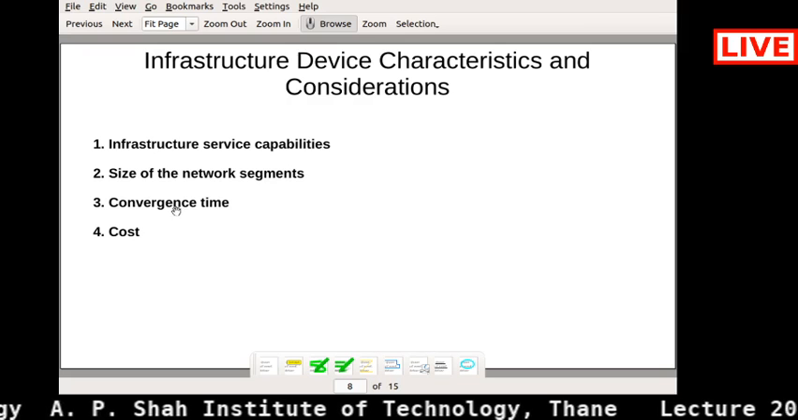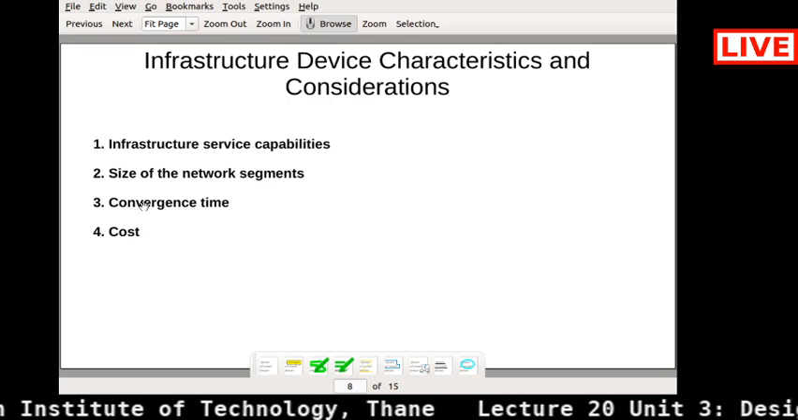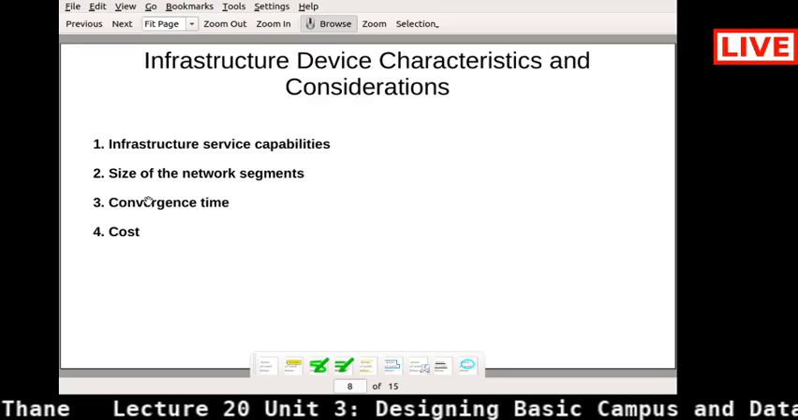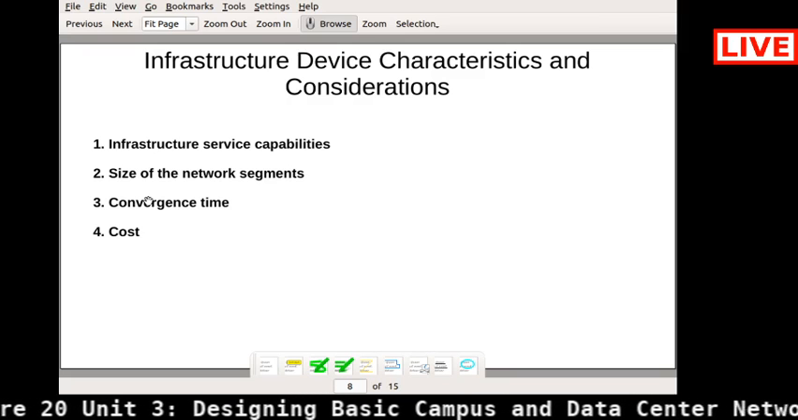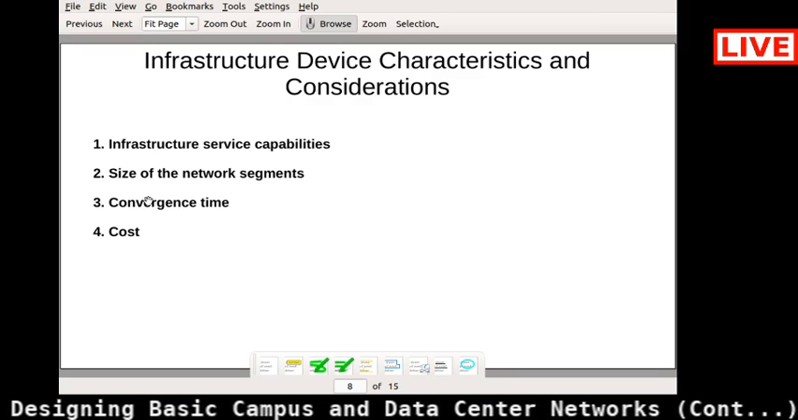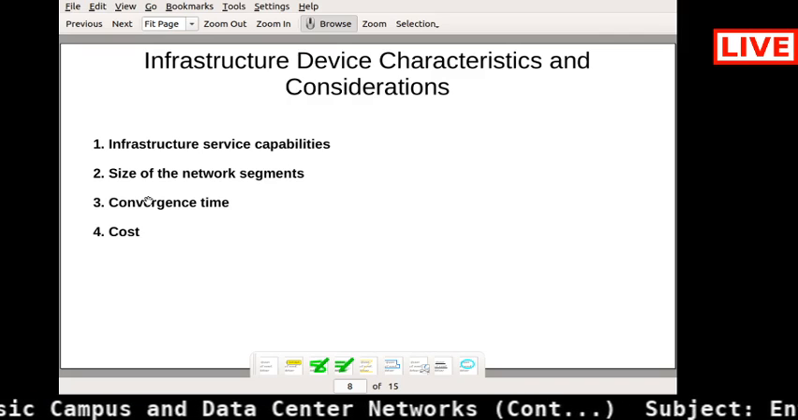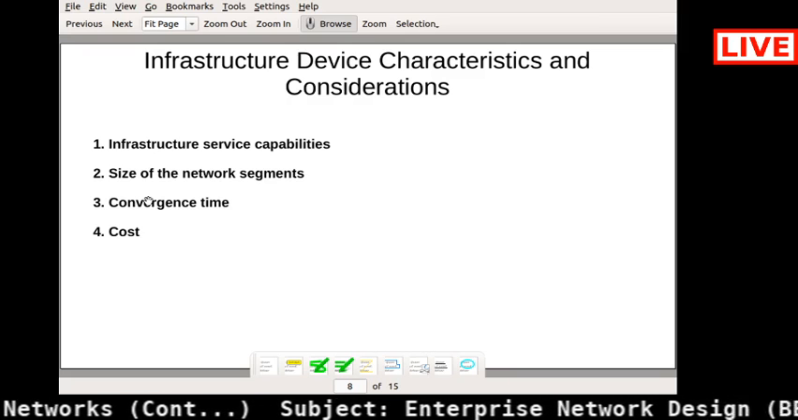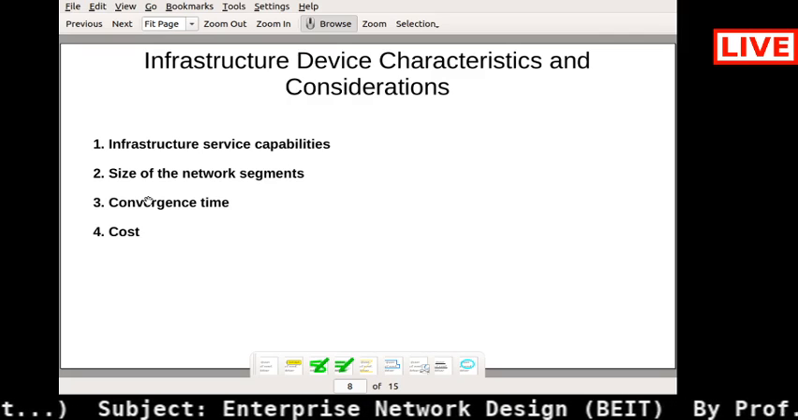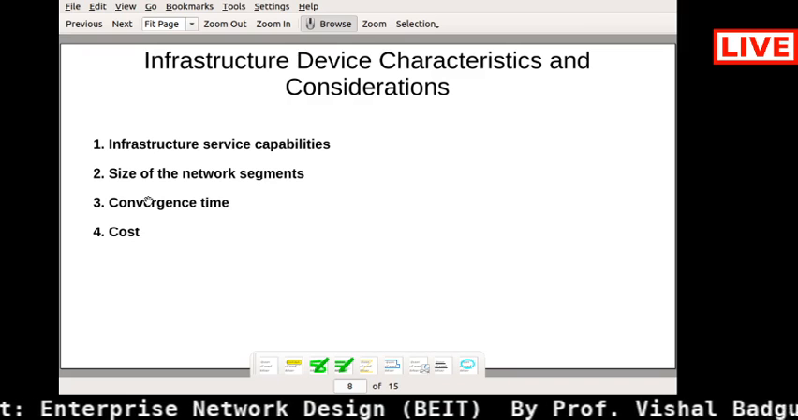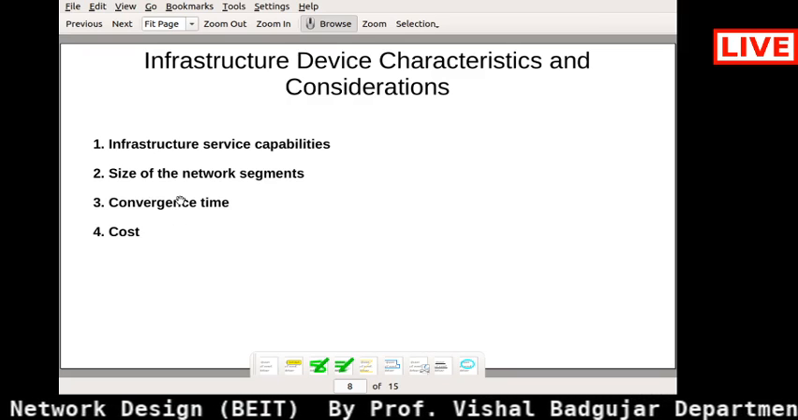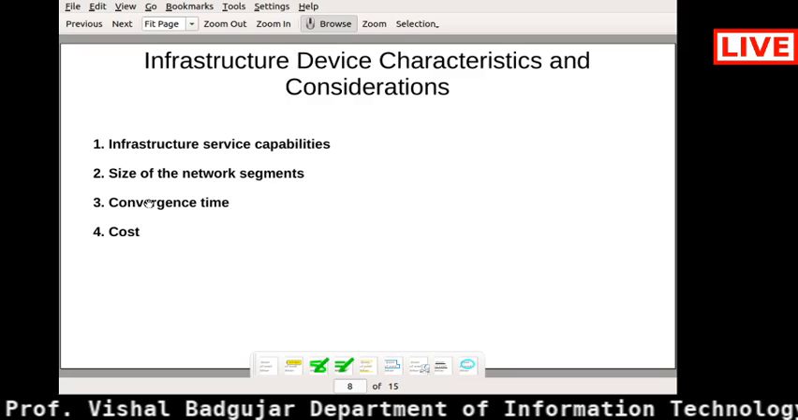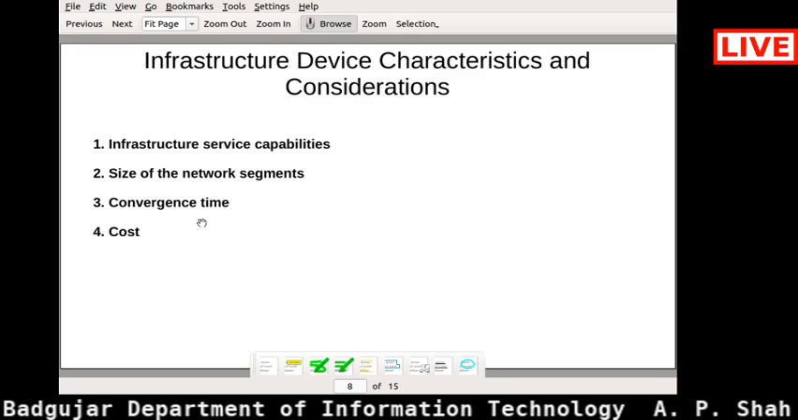Then the third one is the convergence time. For example, if any service is down, or if your network is down, you are seeing this network outage. You have heard about network outage, right? That is what we consider as convergence time. So how much time that particular network is down, or that network outage lasts, that time is nothing but your convergence time.